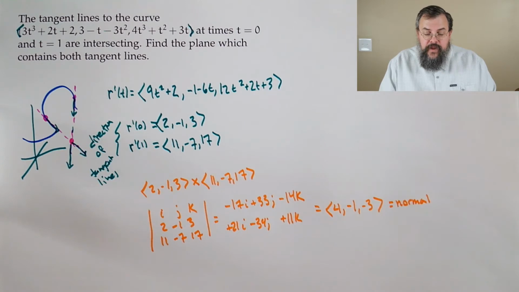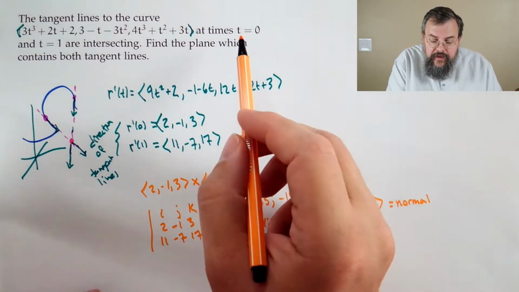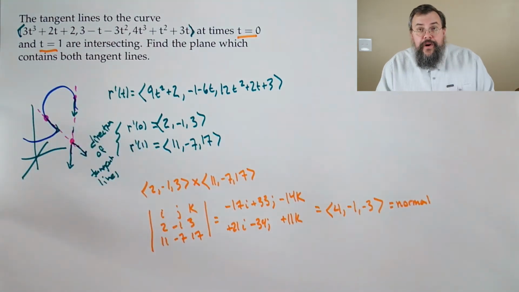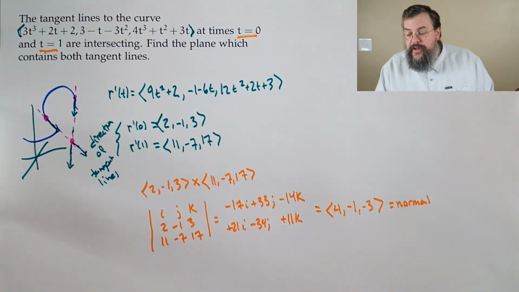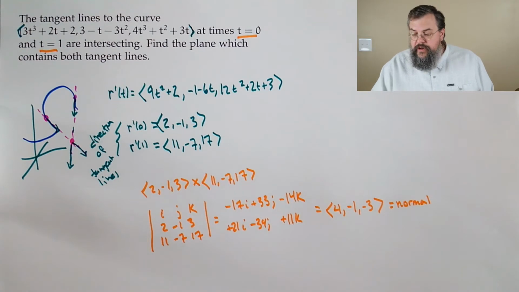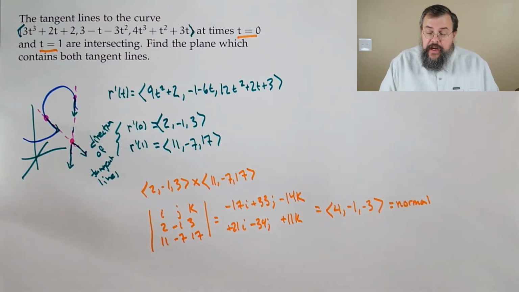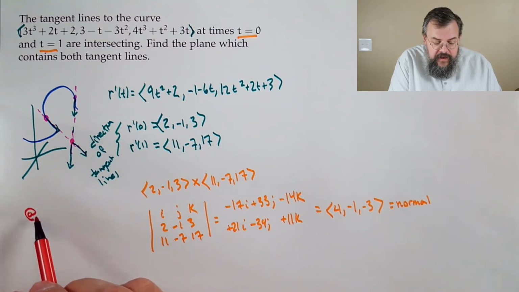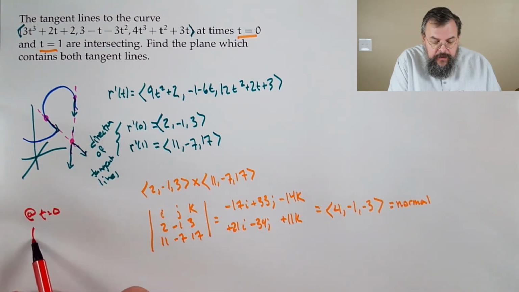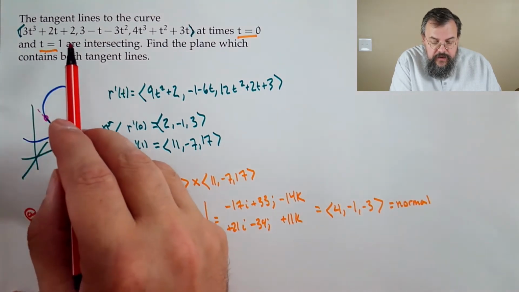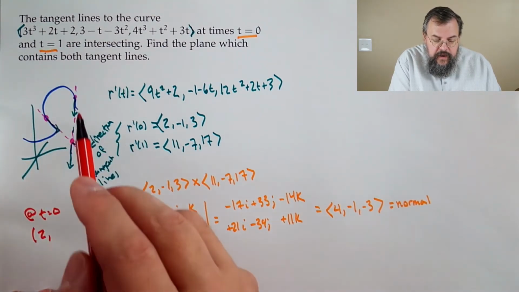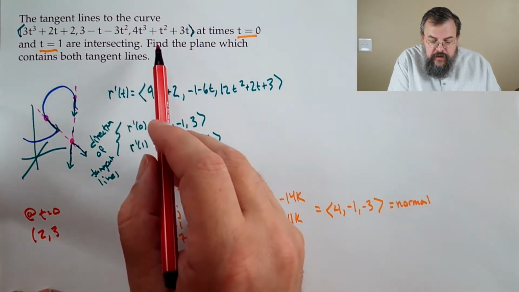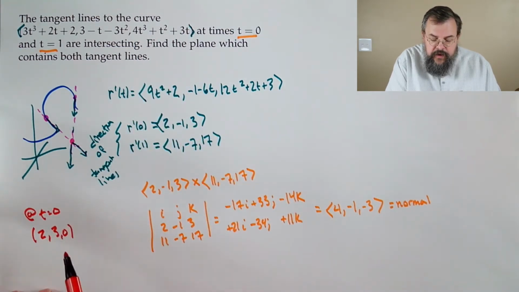Well, we know it has to contain the tangent lines, which means it has to contain the points at time 0 and at time 1. So let's plug in at one of these times. I think 0 is probably the easiest. So at time equals 0, we get what point? Well, 0, 0, 2, and then 3, 0, 0, and then 0, 0, 0, 2, 3, 0.